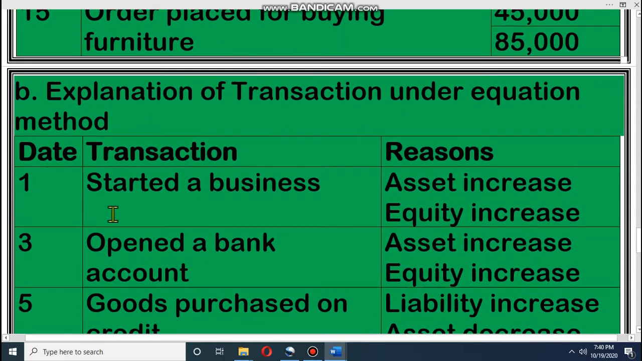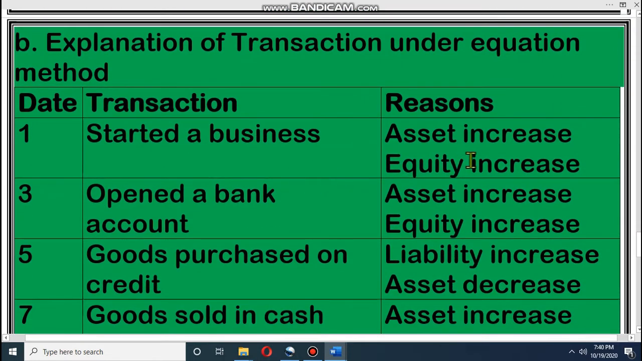Look at started business. By this transaction our asset, you know that in the accounting equation, which I discussed in the last class, accounting equation means A equals L plus E. That means asset, liability, equity. We have to write the reason: by this transaction which asset, equity or liability changes. Dear student, look at the accounting equation A equals L plus E.